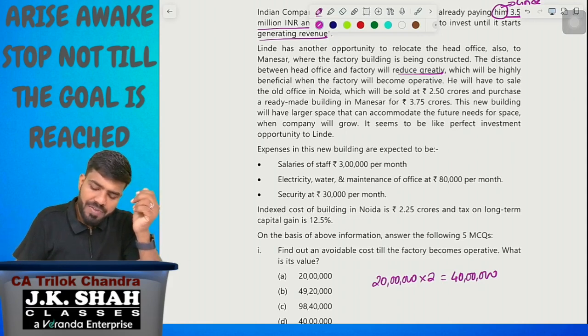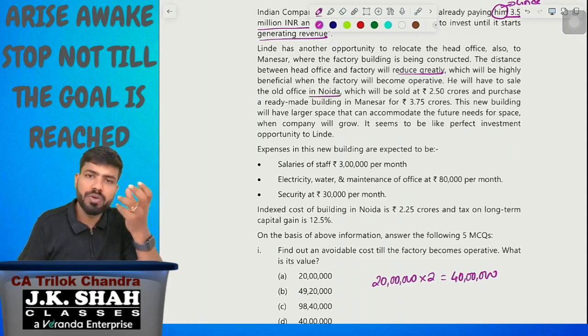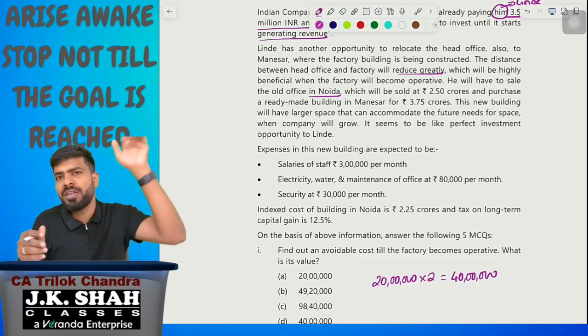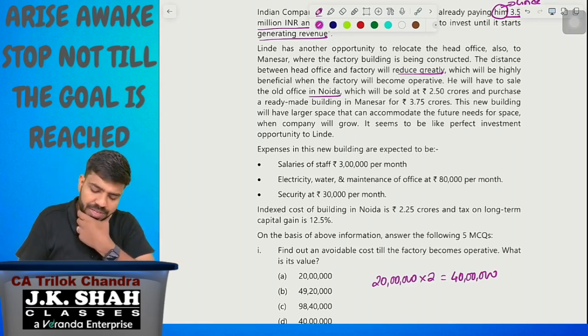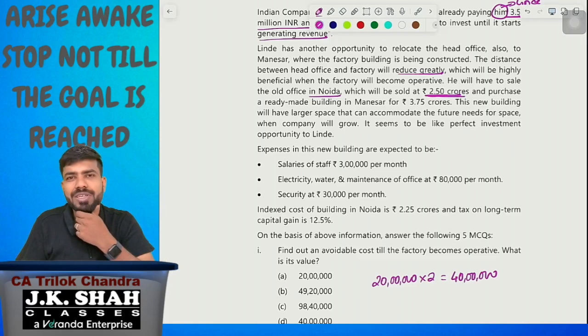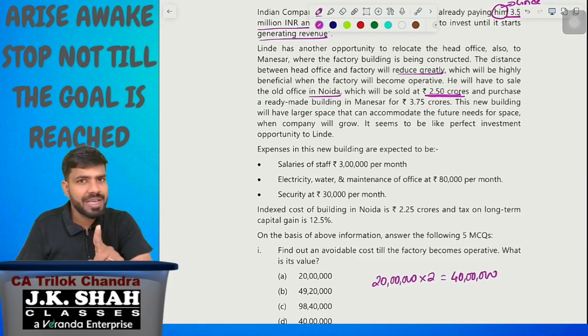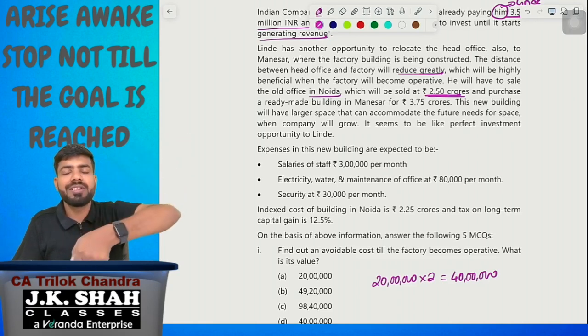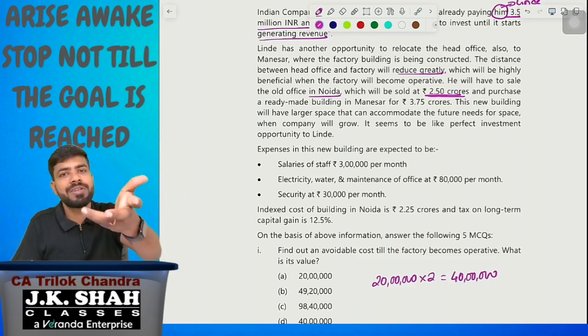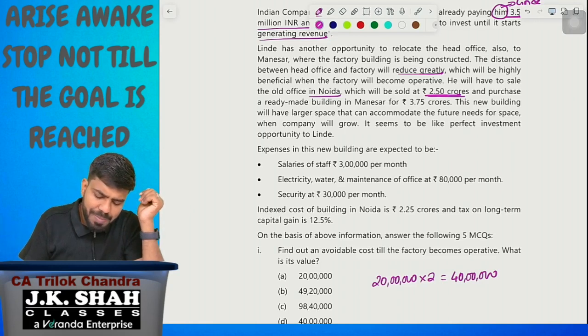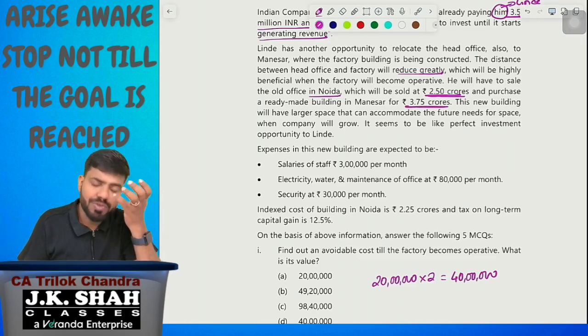Next, he will have to sell the old office in Noida. He is planning to sell it at 2.5 crores. What was the purchase cost? 50 lakh rupees for land and 16 lakh rupees for the building, together 66 lakh rupees is the invested amount. There is a long-term capital gain. Why? It was acquired in 2012, and the transaction is happening in 2024, 12 years later, so it's long term. Now, purchase a ready-made building in Manesar for 3.75 crores.